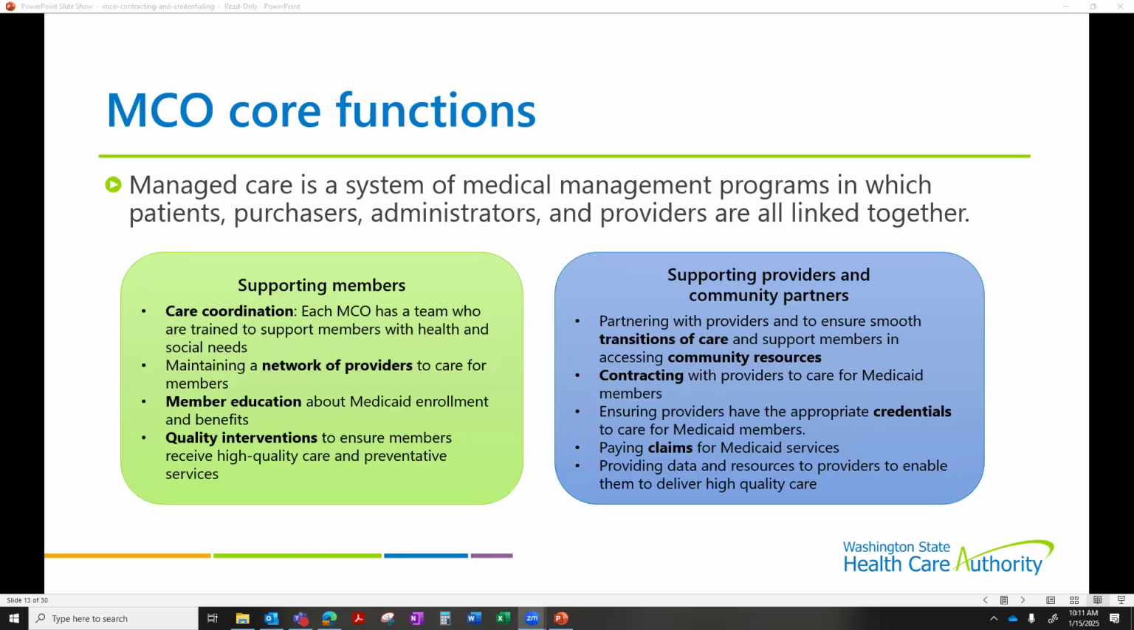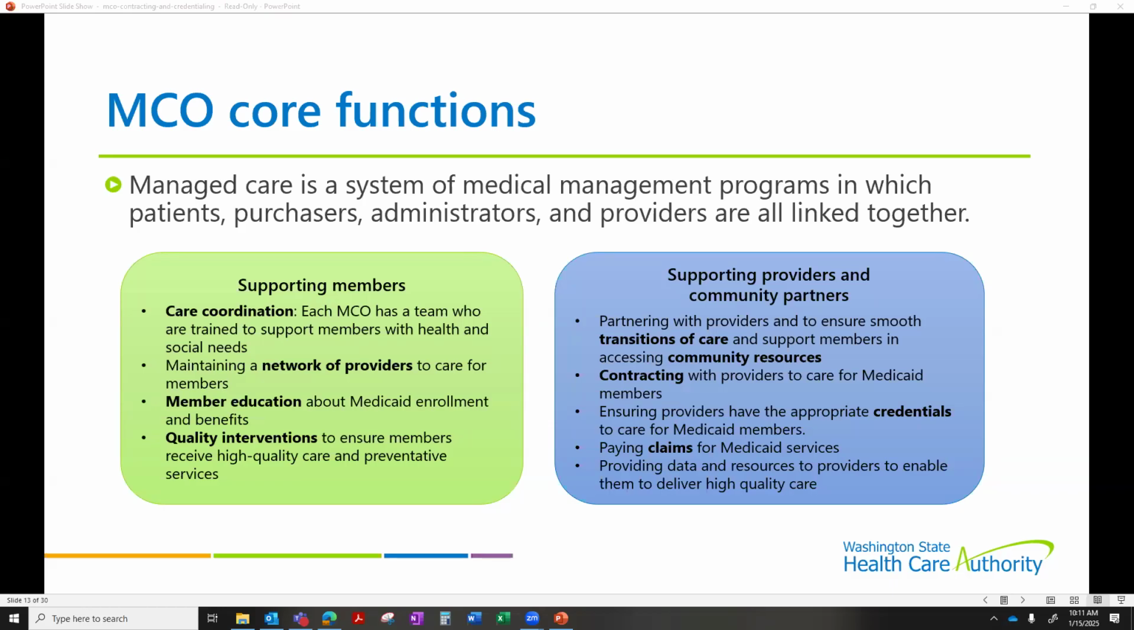Every MCO has a team that is trained to support members with healthcare needs and social needs. That might be through a clinical case manager, a nurse or a social worker or a mental health professional. It could be a community health worker, could be a peer support person. We also maintain a network of providers to make sure that our members are able to access care close to their homes and in an easy fashion.